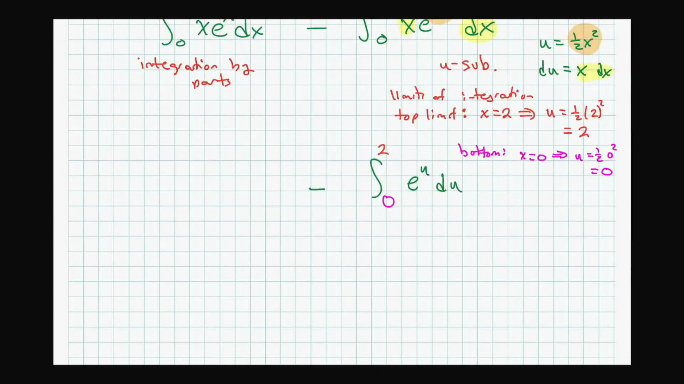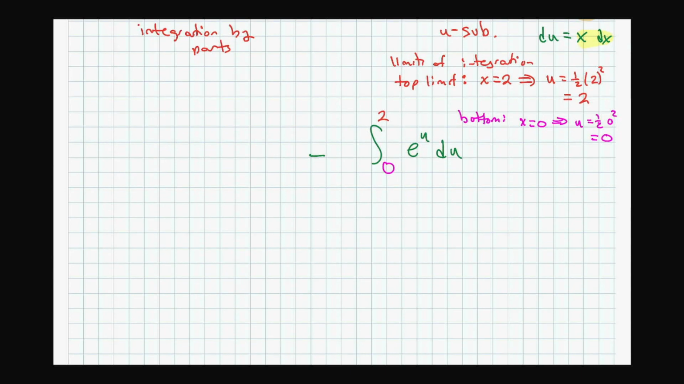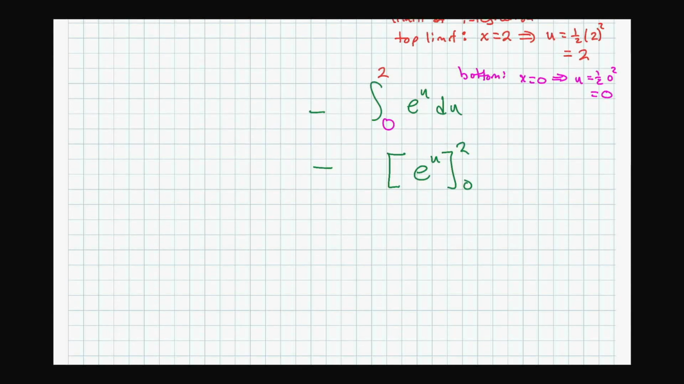Okay. Since we already did this much, we may as well just finish this integral. So the antiderivative of e to the u is e to the u. We're evaluating that between 2 and 0. So you have minus e to the 2 minus e to the 0. And you will leave it there. We'll come back to this.